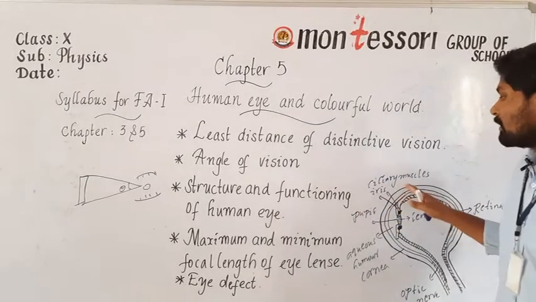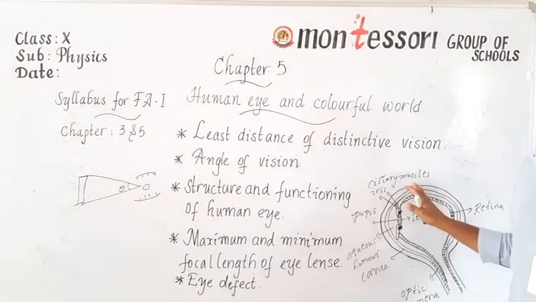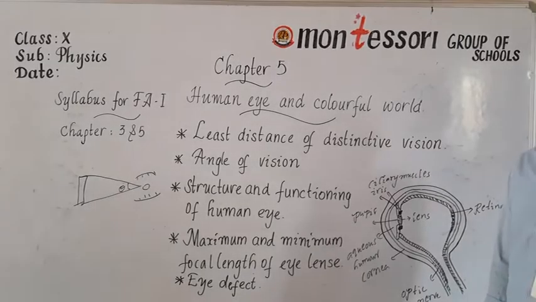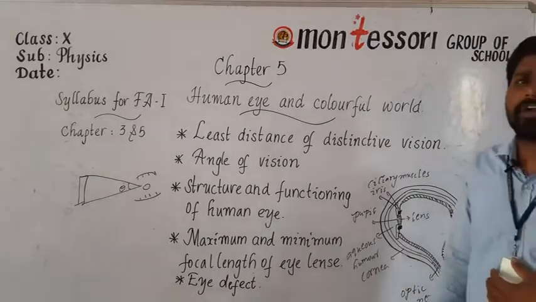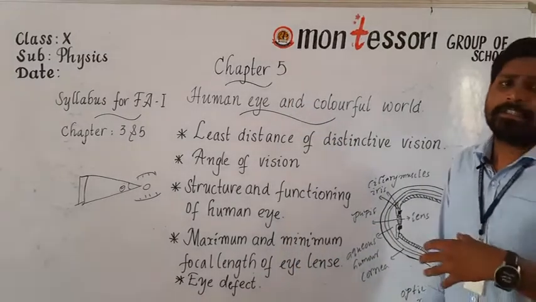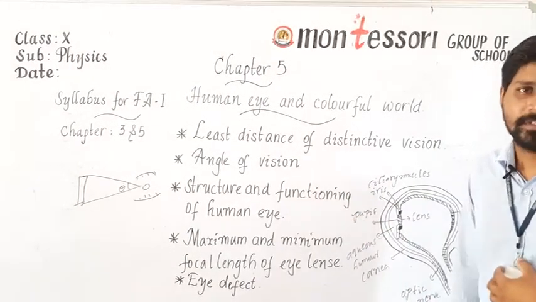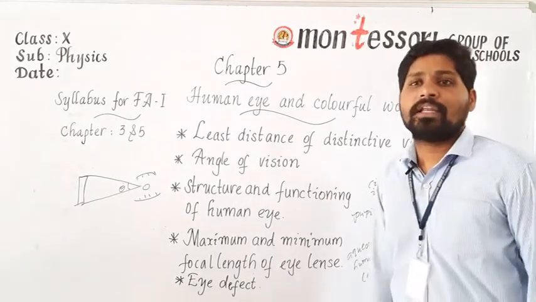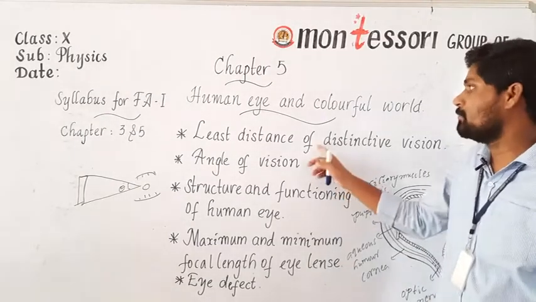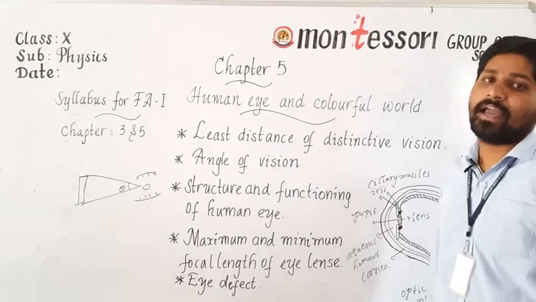Here, the most important parts are the ciliary muscles. If the ciliary muscles become weak, then there is no adjusting of focal length. Then we won't get the image on the retina. In such conditions, people may get eye defects like myopia, hypermetropia, and presbyopia. Here, the process of adjusting the focal length of the eye lens is called accommodation of the eye lens. How is it possible? With the help of the ciliary muscles. Ciliary muscles alone can change the focal length of the eye lens.